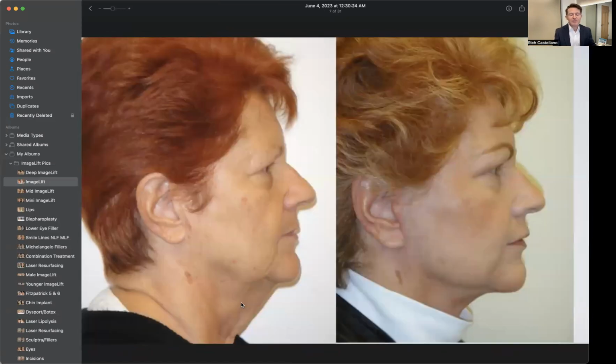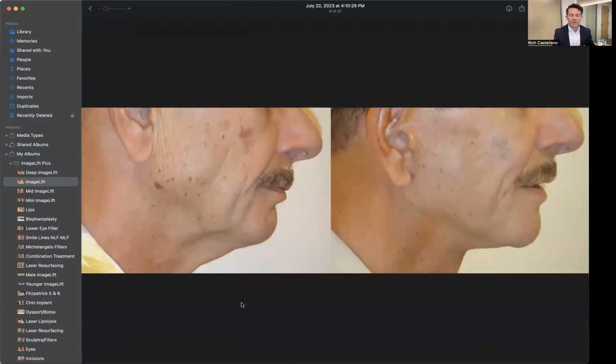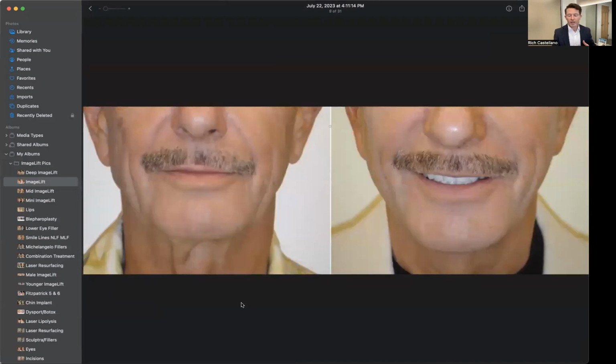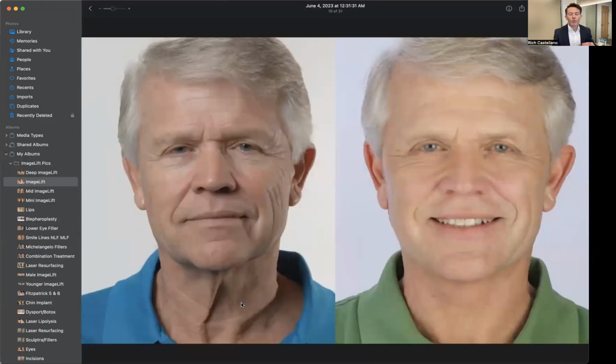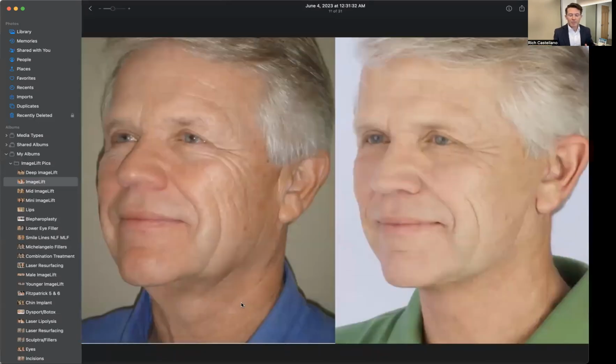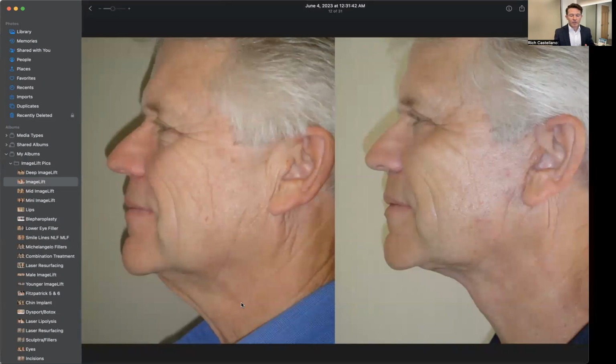So the ImageLift is a step below the deep plane ImageLift. The Deep ImageLift is our $25,000 lift. The other lifts are less, and you can come in for pricing and customize for what's best for you. So we have patients from all across the country, internationally, that come in. They want the safest treatments. This gentleman's a former executive at IBM, got a wonderful improvement in this, doing an ImageLift procedure.